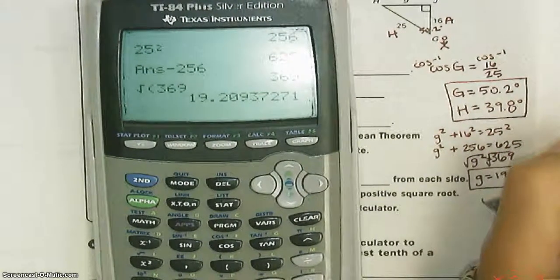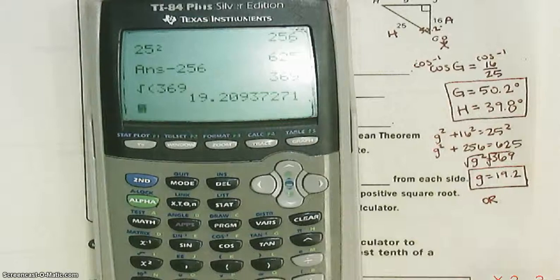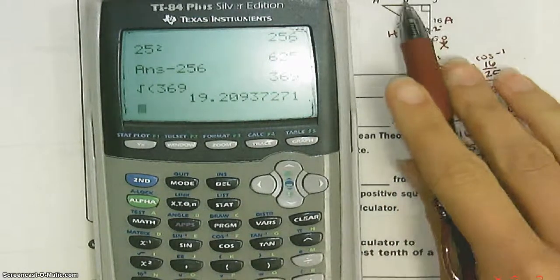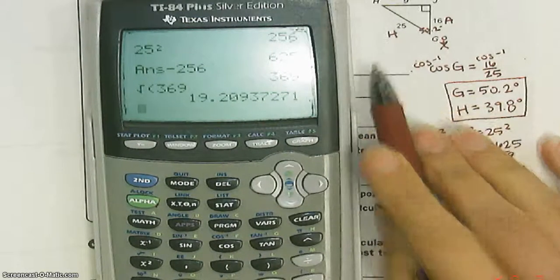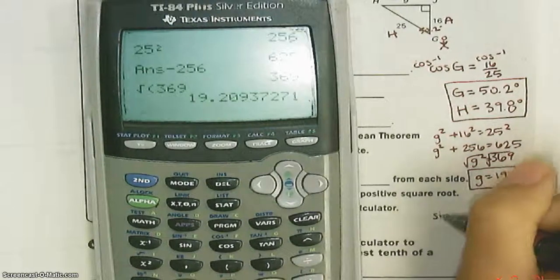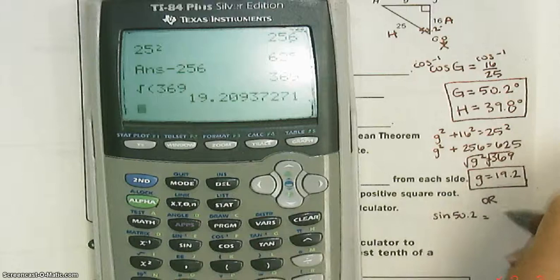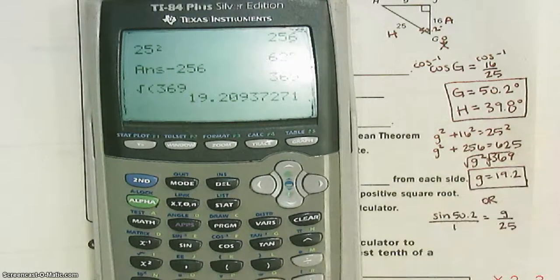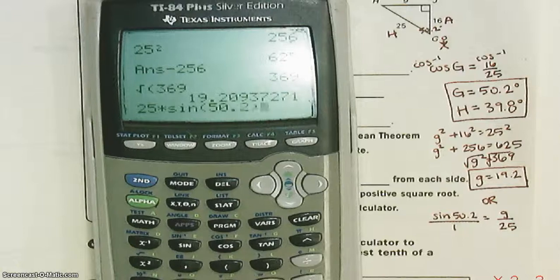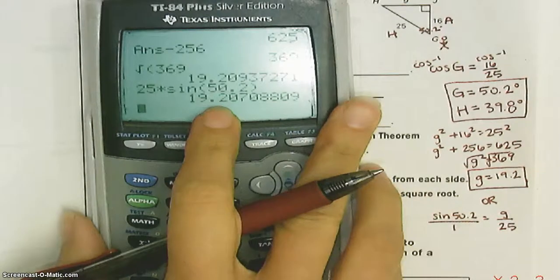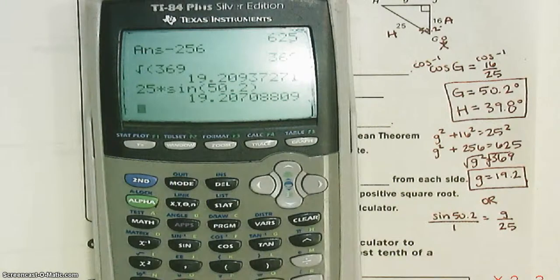Or, if you like using SOHCAHTOA, since we have this angle, we could use opposite over hypotenuse, which is sine. So I could say sine of 50.2 equals the opposite over the hypotenuse, 25. We're not using inverse now, just regular. Sine of 50.2. Look, 19.2 gives you the exact same thing. So you can use the Pythagorean Theorem or regular trig.